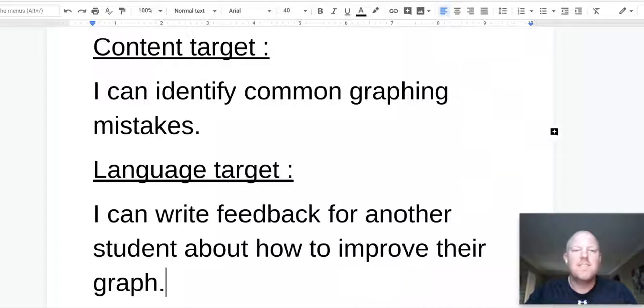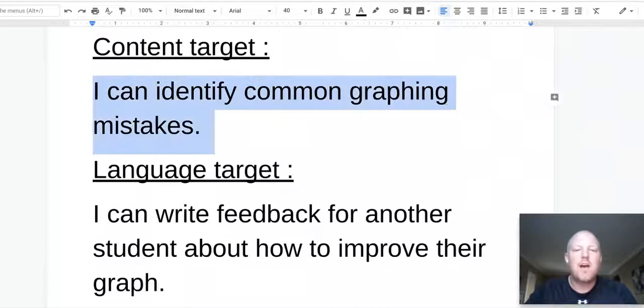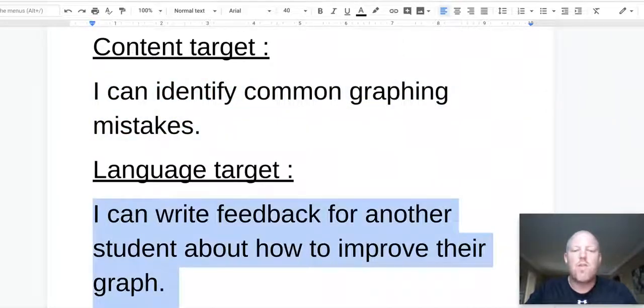First of all, the content and language objectives. The content target is I can identify common graphing mistakes, and then the language target, I can write feedback for another student about how to improve their graph.